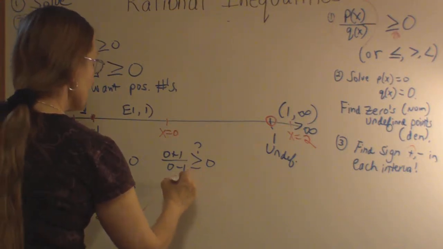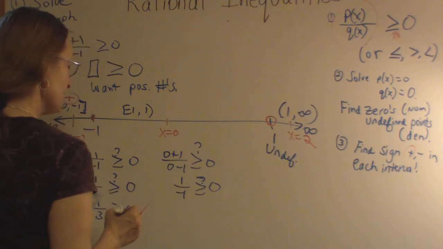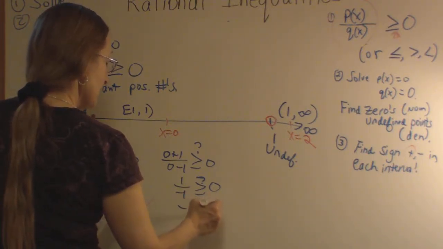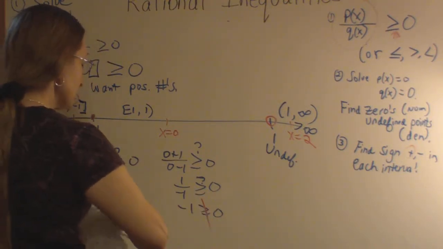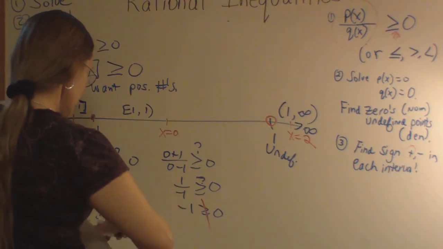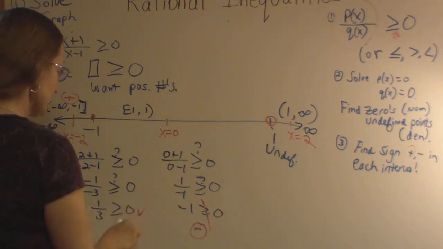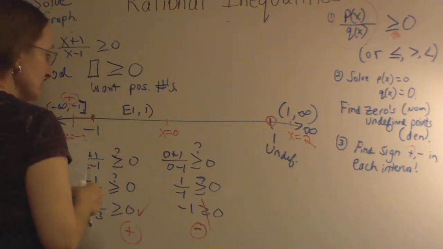Well, you have 1 over minus 1. Is that greater than or equal to 0? Well, let's see. Minus 1 is not greater than 0, so I'll just put a little line through it to show that it's not. That is not true. So in this case, we're going to get a negative number, and so it's not going to be part of this interval that makes the expression true.